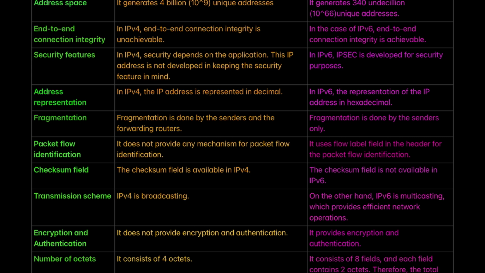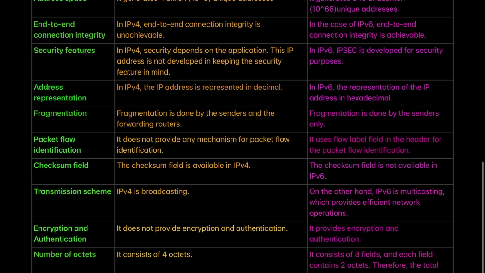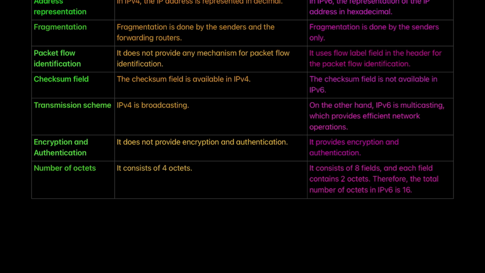Encryption and authentication. IPv4 does not provide encryption and authentication. That means here data is not very secure. IPv6 provides encryption and authentication. That means IPv6 data is more secure because there is encryption. Number of octets. IPv4 is 32 bits, so a total of 4 octets. IPv6 is 128 bits, so a total of 8 fields are there and each field has 2 octets. So the total number of octets will be 16. 8 fields into 2, each has 2 octets, so a total of 16 octets, and so a total of 128-bit IP address. So these are some differences between IPv4 and IPv6.